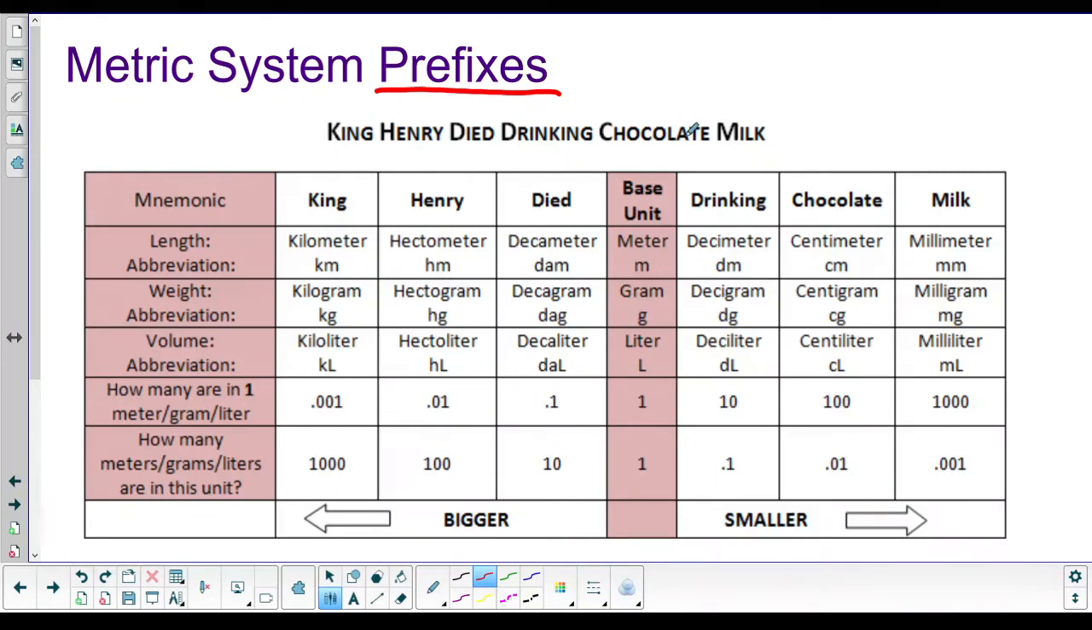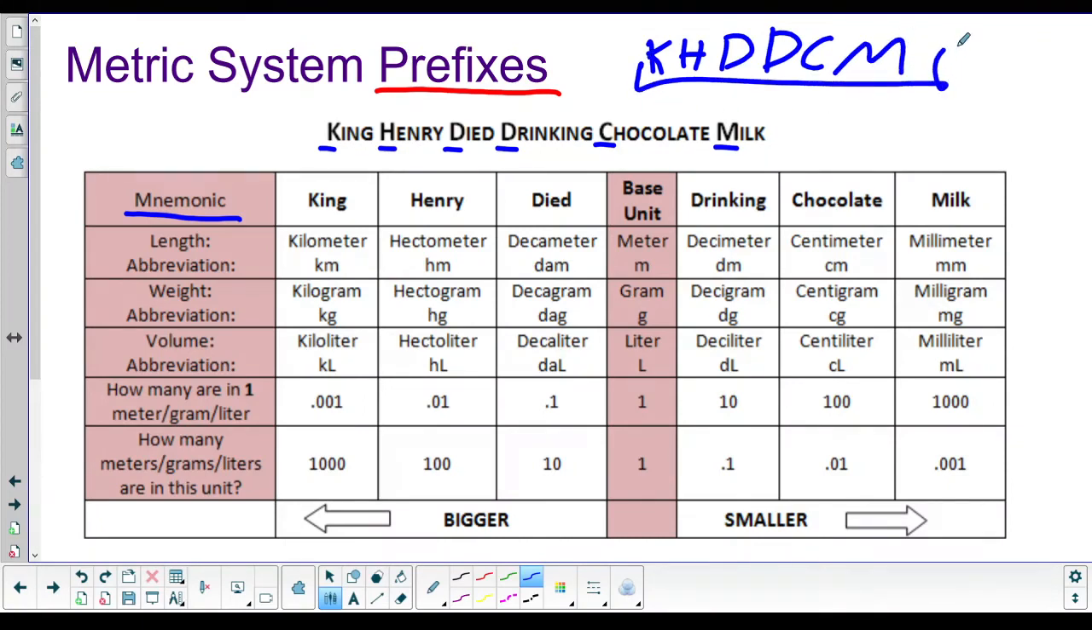So for the metric system, there's a saying. It's kind of like how trig functions have SOHCAHTOA, a phrase to help you remember it. So does the metric system. It's called a mnemonic. And it goes, King Henry died drinking chocolate milk. If you're really creative, you can come up with something else that has KHDDCM. This just helps us remember the order of the prefixes.